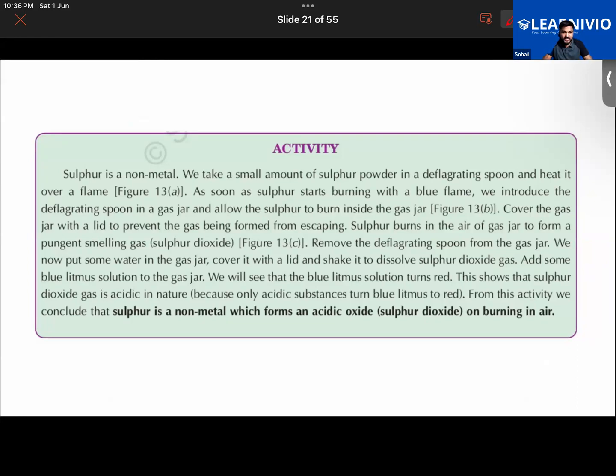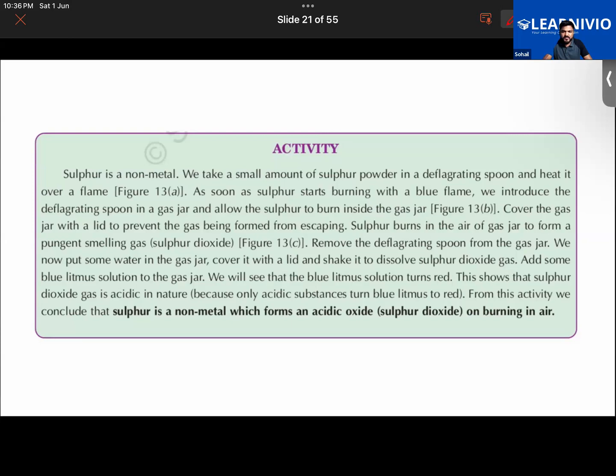Now let us learn about sulfur. Do we have time left? Oh, we have passed the time, by the way. There's one more class that would be required to complete this chapter.